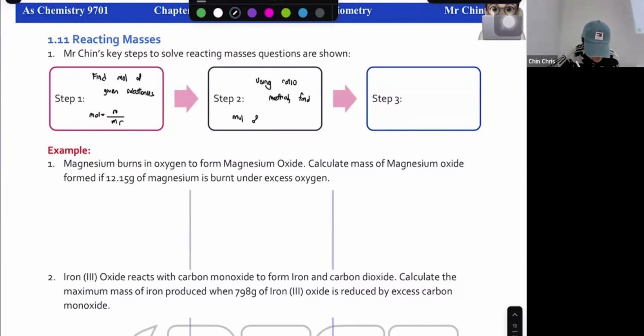Now, please find the mole of the desired product. Let's say you want to find the mass. Mass equals mole multiplied by MR. That's it. All right, guys, once done, let's try the second question.